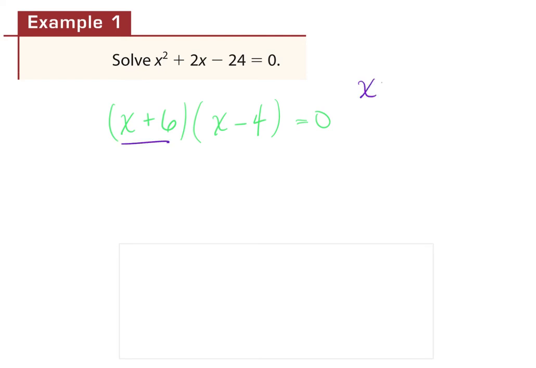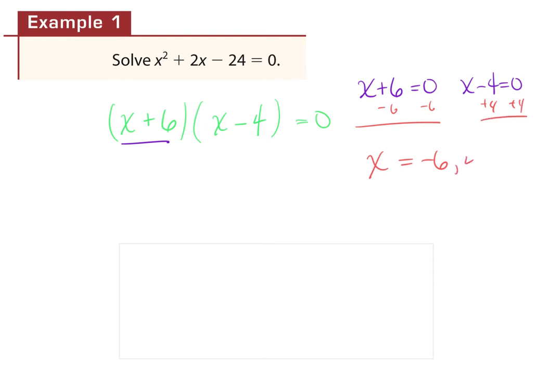I'm going to say x plus 6 equals 0. And I'm going to say x minus 4 equals 0. And then I'm just going to solve it. Minus 6. So x is going to equal negative 6 or positive 4.